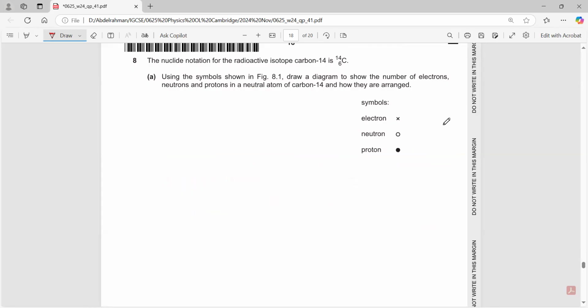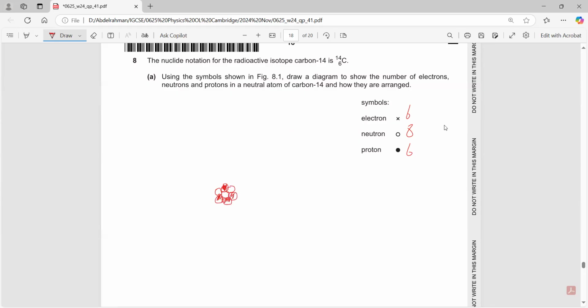Okay, that's easy. How many protons do I have? I have 6 protons. How many neutrons do I have? 14 minus 6, so I have 8 neutrons, 6 protons, and 6 electrons. So let's draw. I have 1 neutron, 1 proton. So I have one of these. Another neutron and another proton. Another neutron and another proton.